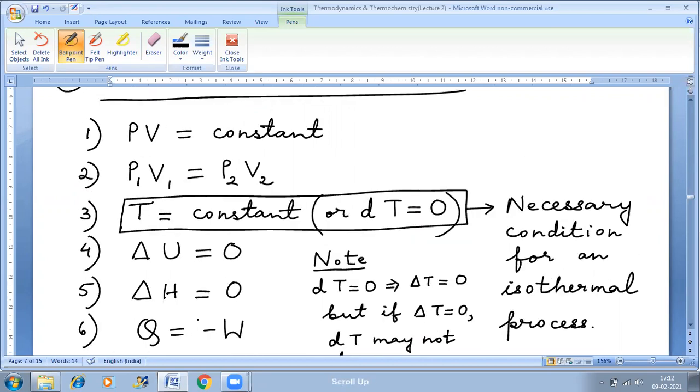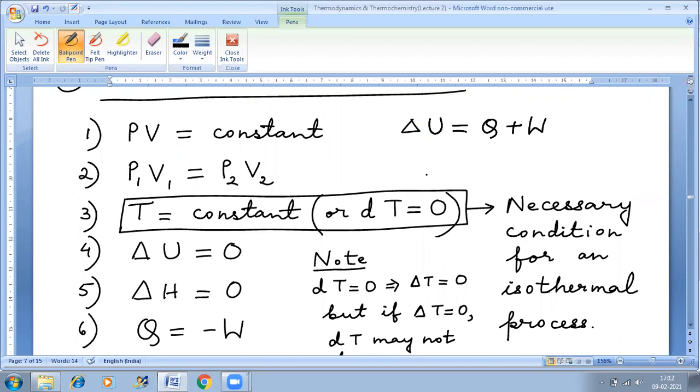And Q is equal to minus W, where Q is the heat exchanged, W is the work done. So Q is equal to minus W. How did I get this? Let's go back to the first law. First law says what? Delta U is equal to Q plus W. This is the first law of thermodynamics, the mathematical form of which we did today.